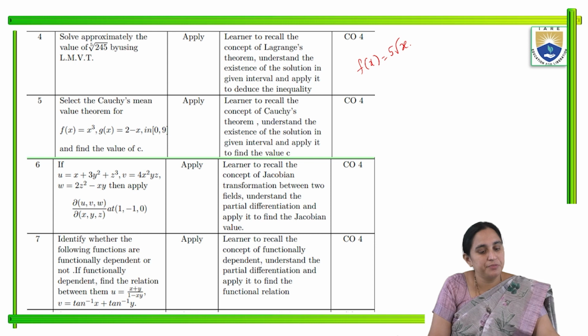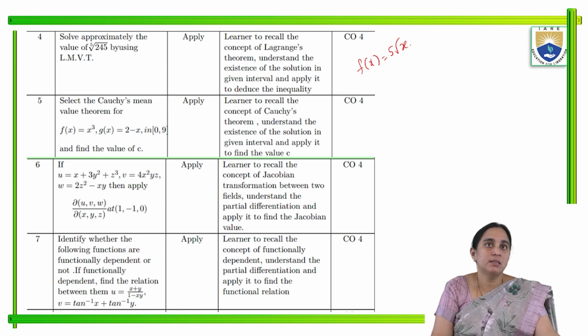Okay, and the fifth question: verify the Cauchy's mean value theorem for the function f of x is equal to x cube and g of x is equal to 2 minus x in the closed interval 0, 9. This is another theorem. Previously we discussed Lagrange's and Rolle's theorem. Now the fifth question comes from the Cauchy's mean value theorem. What is the statement? It is the same as the previous ones.